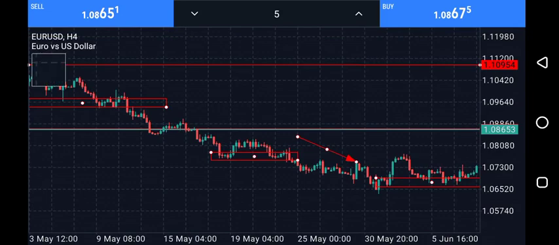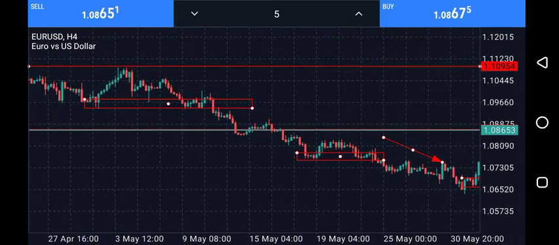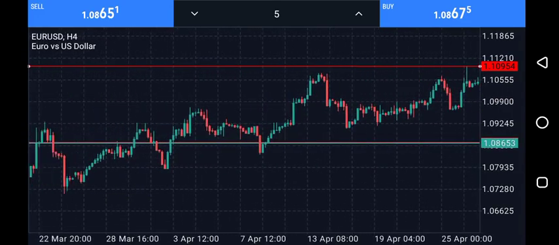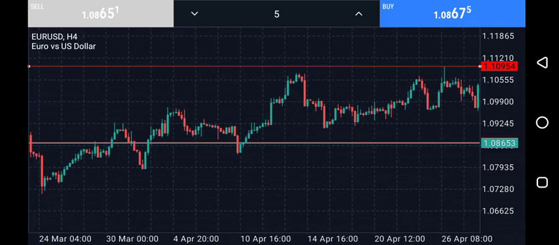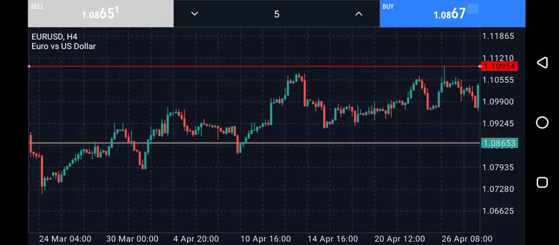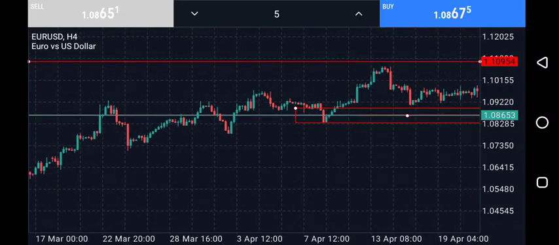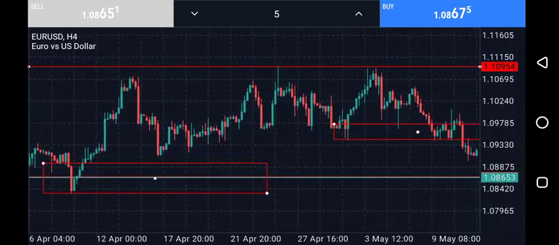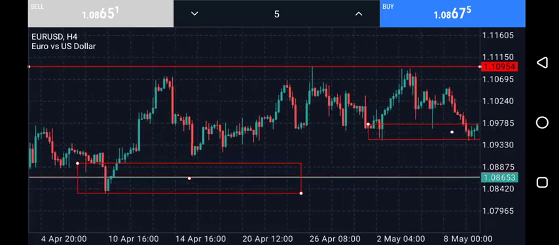Sorry for the lengthy video, but this is it. I think with this you can be able to identify valid order blocks. You can see we can call this a valid order block because it took out structure. This took out structure, all these are valid OBs. Okay, all right, thank you.